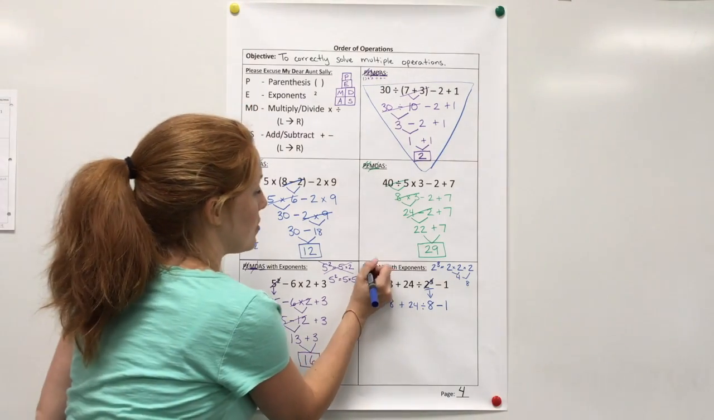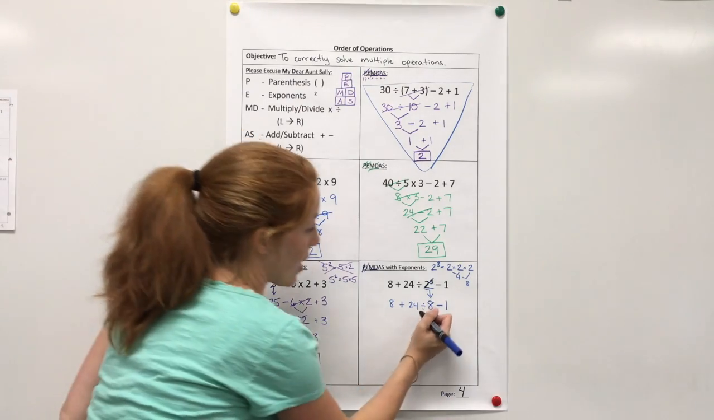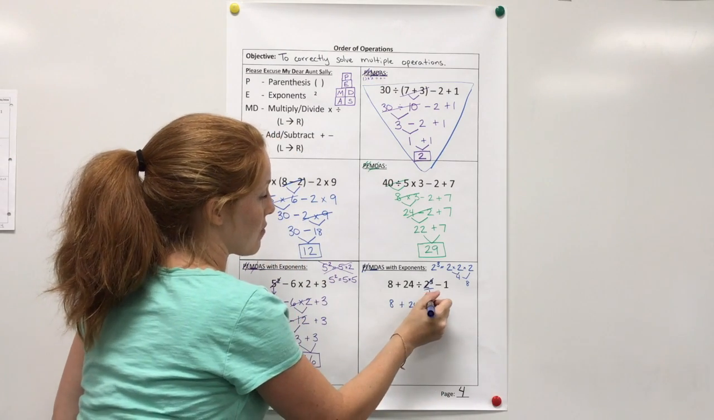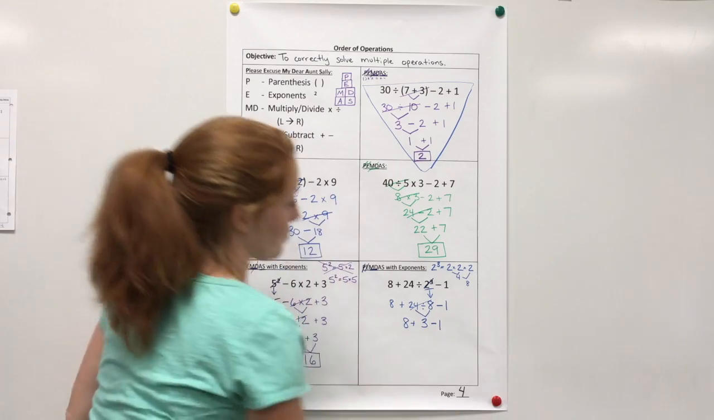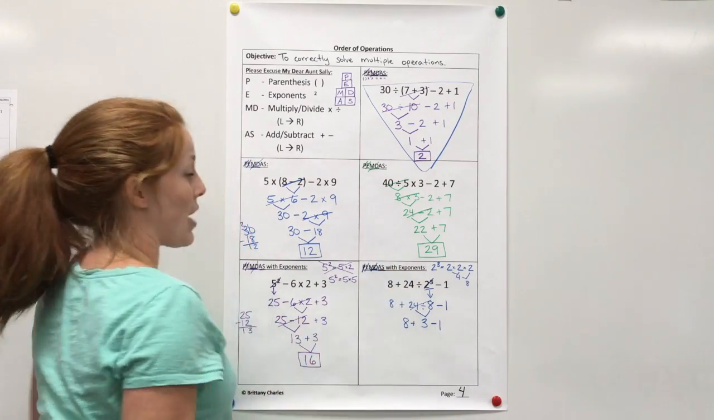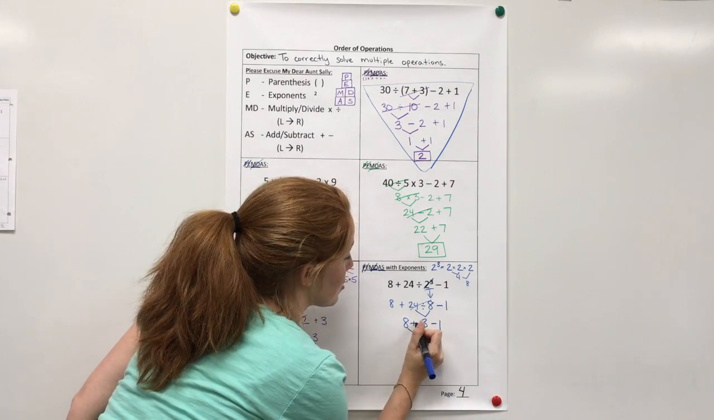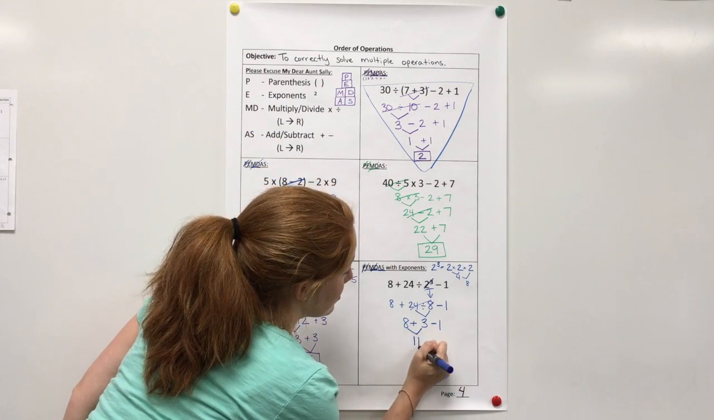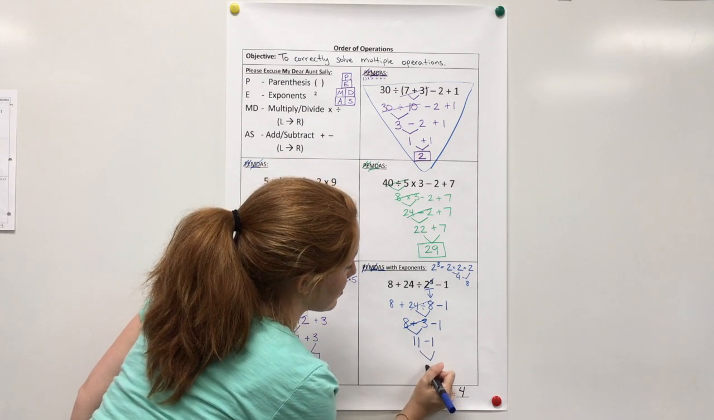Okay? Next I have multiply and divide. I only see division, so I'm going to go ahead and do that. 24 divided by 8 is 3. I bring everything else down. 8 plus minus 1. Done with multiply and divide. Last step is add, subtract. I go left to right, so which means I need to do 8 plus 3 first. 8, 9, 10, 11, so that's 11. Bring down the minus 1. 11 minus 1 is 10.